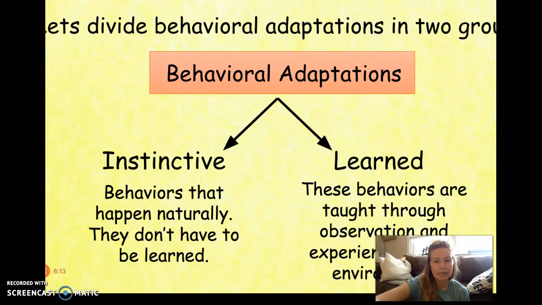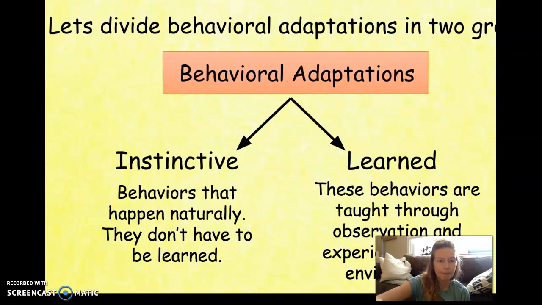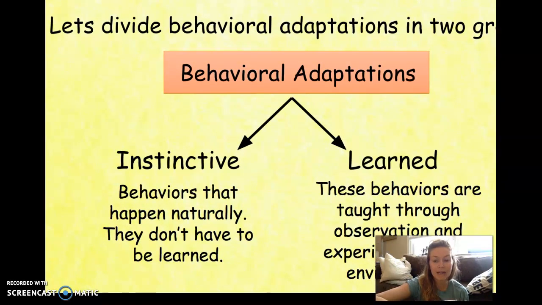So I know this is going to get a little cut off, but there's two different types of behavioral adaptations, okay? So it says, let's divide behavioral adaptations into two groups. There's instinctive and there's learned.